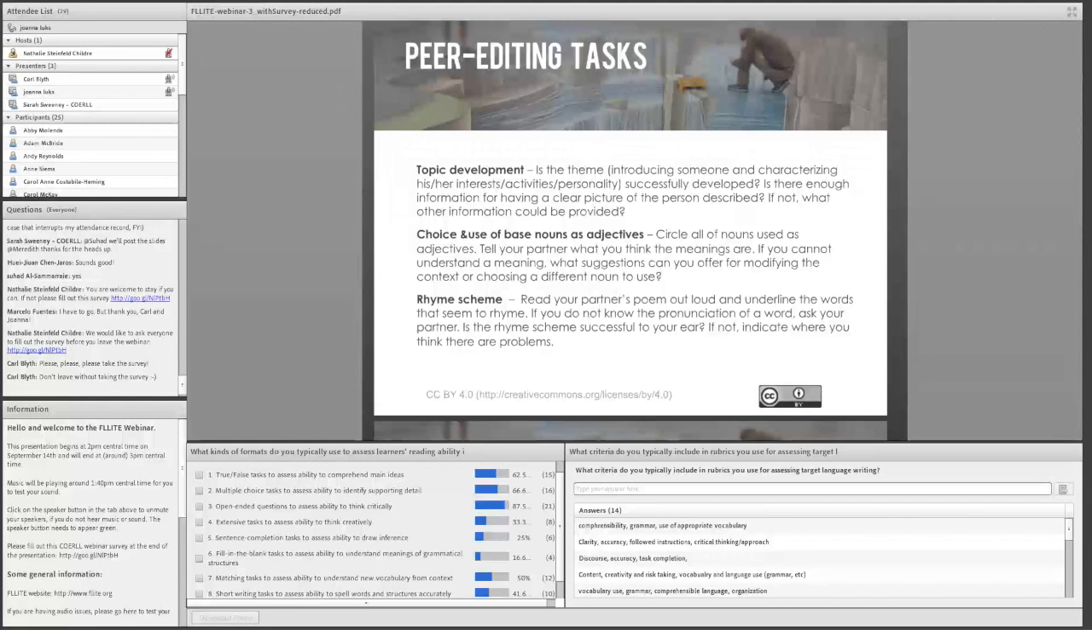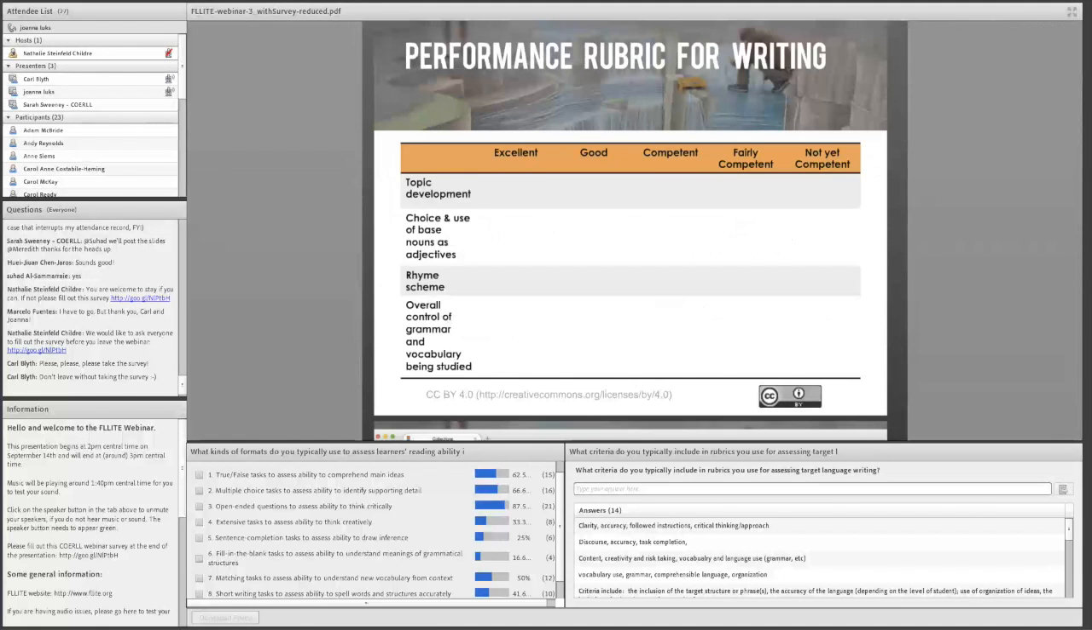Finally, the rhyme scheme. Read your partner's poem out loud and underline the words that seem to rhyme. If you don't know the pronunciation, ask your partner, etc. And then, does the rhyme scheme seem successful to you, etc. So I then take these peer editing tasks. I want students to understand that their peer editing is extremely important for their final grade. And so the performance rubric, in fact, just takes those peer editing tasks, and I add a final one at the bottom, overall control of grammar and vocabulary being studied, because of course that is important, but I'm not asking them initially to focus on that with each other. That's something that I will give them feedback on.